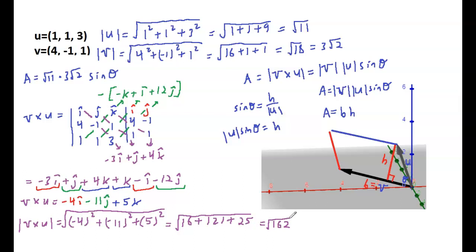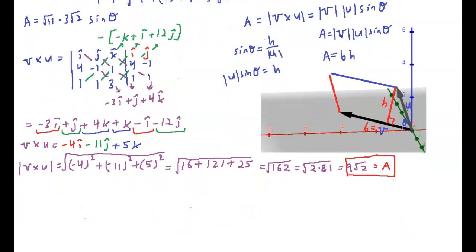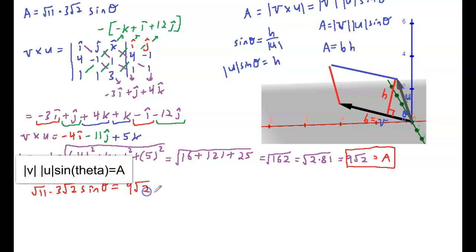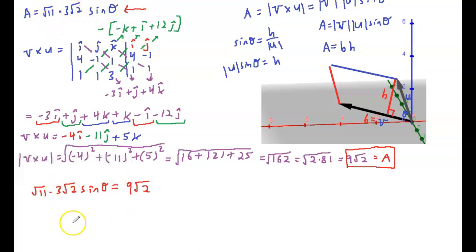162 square rooted, which is 2 times 81. So I could take out the 9 and leave the 2 in the square root. And this is actually the area of the parallelogram, and it's the magnitude of the cross product. Notice now that I have the area, I can use this other formula for the area, the magnitude of v times the magnitude of u sine theta, to find the angle between u and v. Because now I know the area is 9 root 2. So it's there, formula up there.